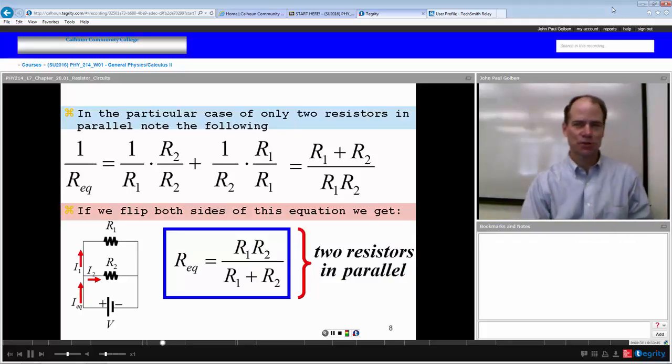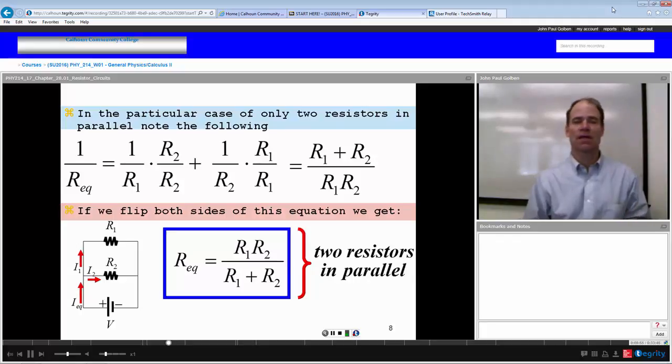That's only true for two resistors in parallel. You can't do it for three. You can prove it to yourself by trying to do the math. Finding a common denominator, it won't work for three. So it's only for two resistors in parallel that the equivalent resistance is the product over the sum.